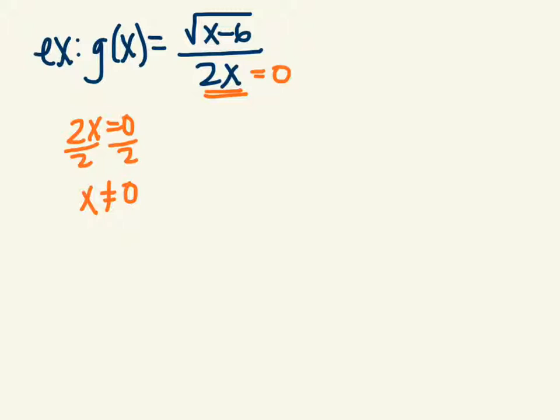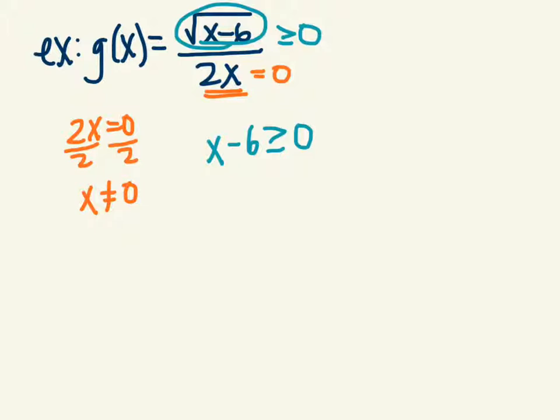So now, up top, we have x minus 6 underneath the radical. So we want this radical to stay positive. So we set it greater than or equal to 0. And you can just solve that off to the side as well.